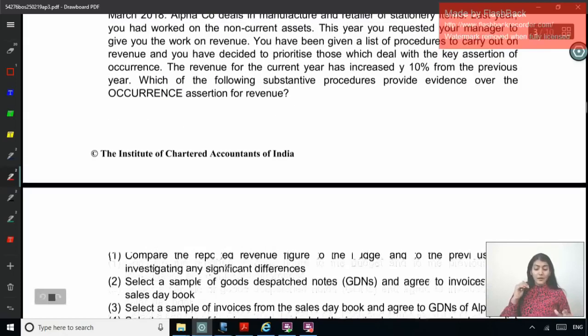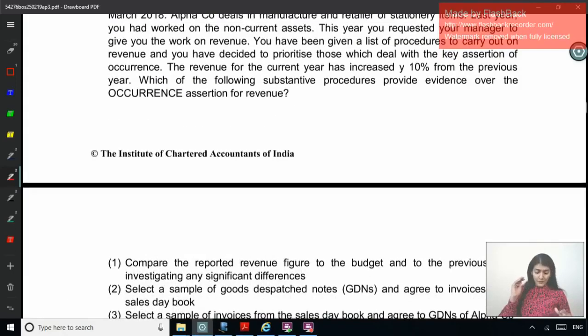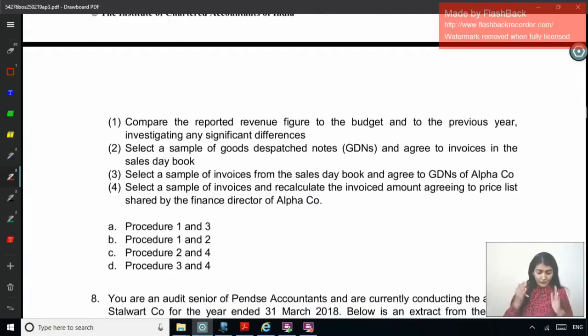Right, so what are they talking about? The occurrence assertion for the revenue. Right, yes, 1, 2, 3, 4. Compare, so we have to check for occurrence of revenue. Compare the reported revenue figure to the budget and to the previous year, investigating any significant differences. So they are talking about performing an analytical procedure, which I think is not a bad idea. Generally, we keep on performing the analytical procedures. Right. Select a sample of goods dispatch note and agree to invoices in the sales day book.